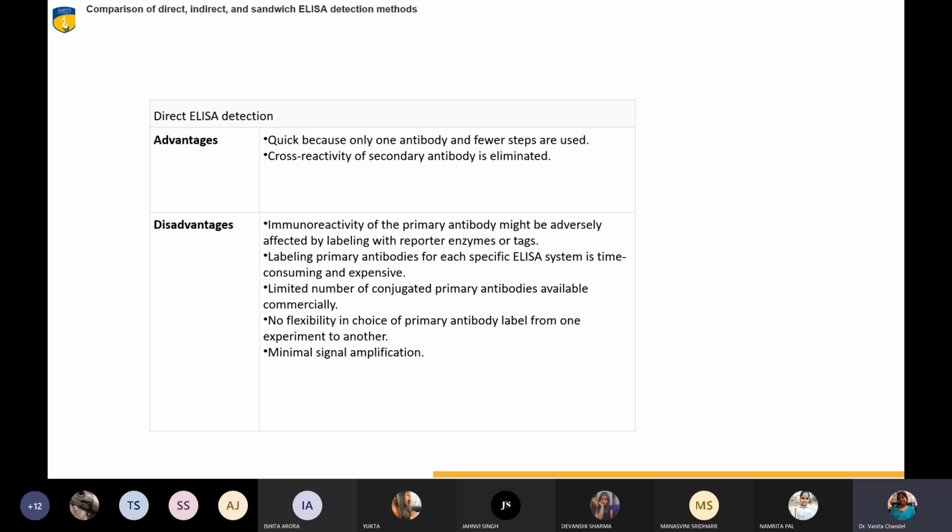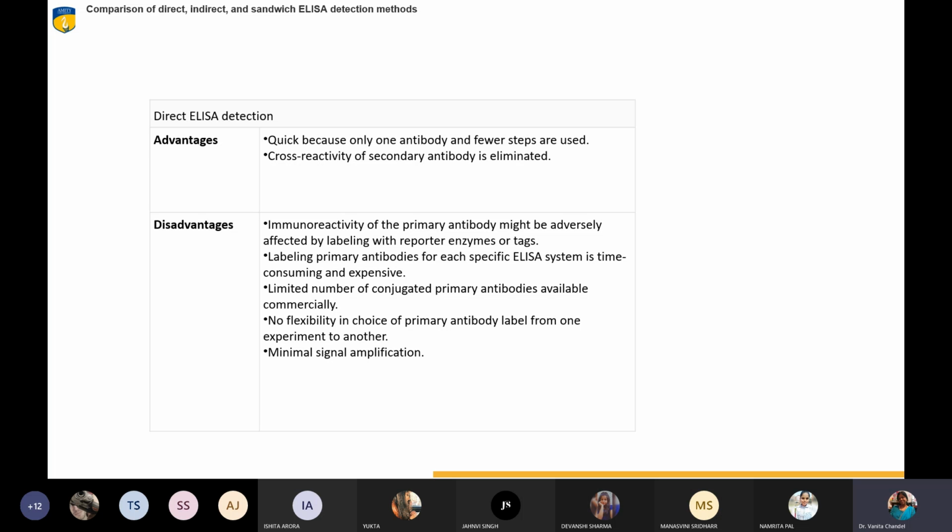Then this is the comparison of direct ELISA and indirect ELISA, and their advantages and disadvantages. If we talk about direct ELISA detection, its advantages are it is very quick because only one antibody is there and steps are fewer, because when we use secondary antibodies, the number of steps increases. Also, the cross reactivity that could be due to the secondary antibody is eliminated. So there will be less cross reactivity.